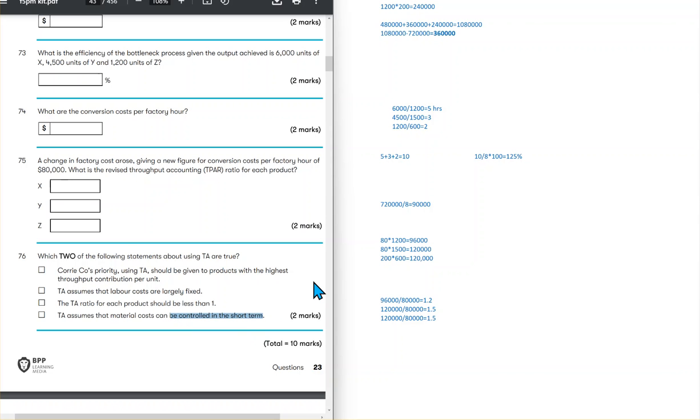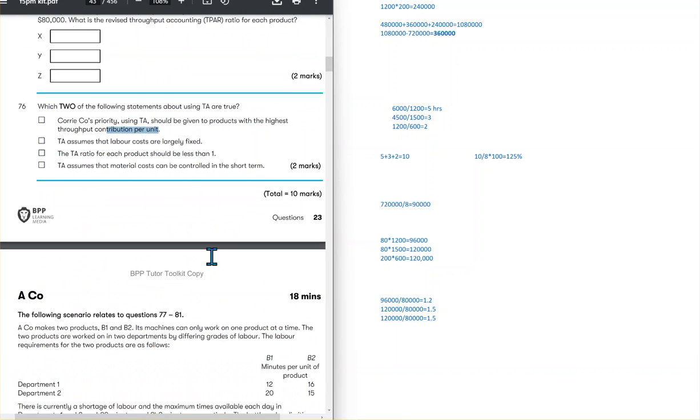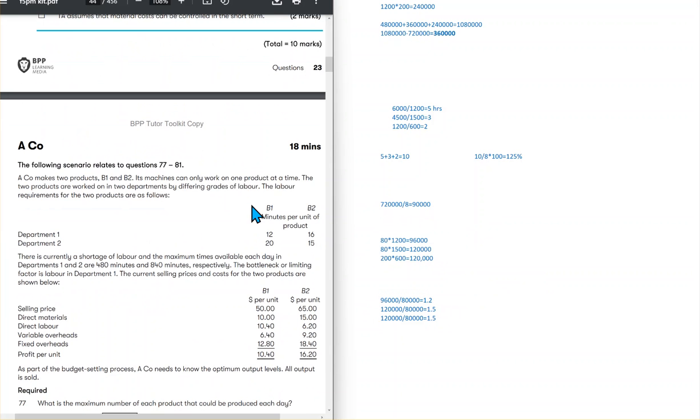And then Corico's priority using TA should be given to products with the highest throughput per unit. No, it is throughput per limiting factor. It's not per unit. Like we did here. We had a throughput of 96,000, 80 and 200. And if you look at the priority, this is only 80 and this is 200. But if you look at the priority here, they will be given the same priority. Okay, continuing.